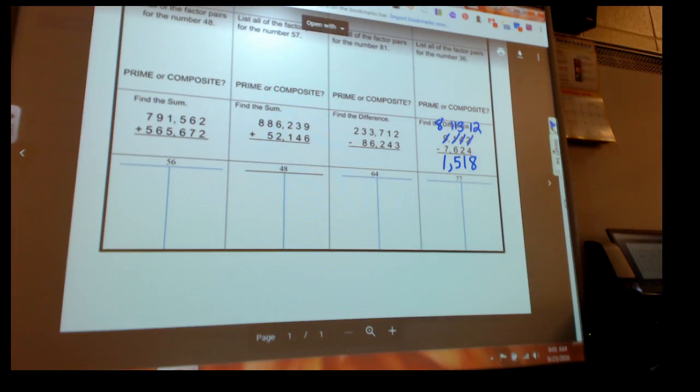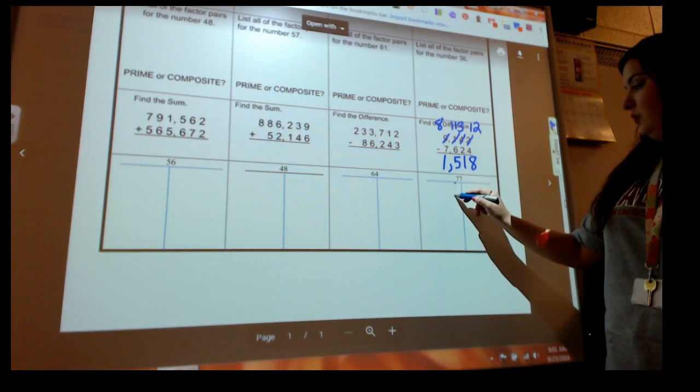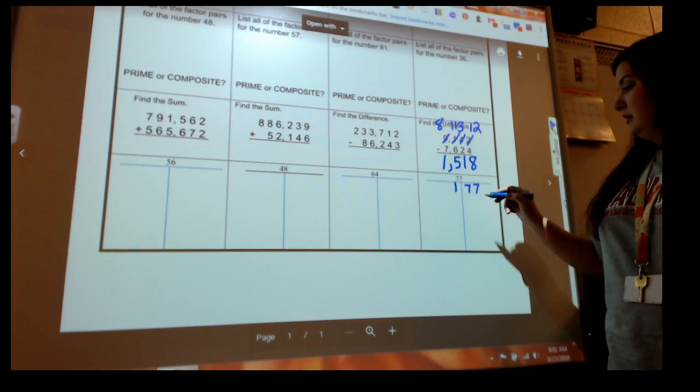All right, if I were to say this in a sentence, I would say the difference between 9,142 and 1,518. Very good.